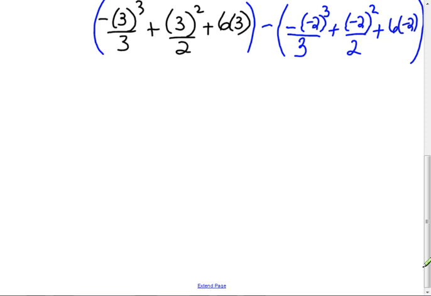Negative 27 divided by 3 is negative 9, plus 9 halves, plus 18. I'm going to be really careful with my signs because something tells me I'm going to mess it up. Minus, what's this going to give you? Negative 2 cubed is negative 8. Times the negative is a positive 8/3. Don't get it confused with the negative that's out in front.